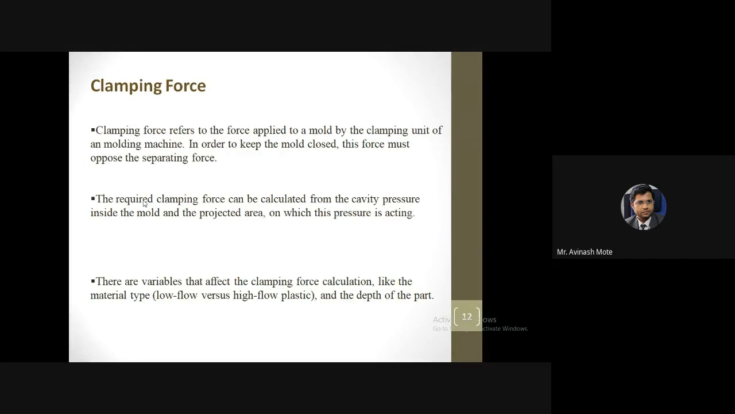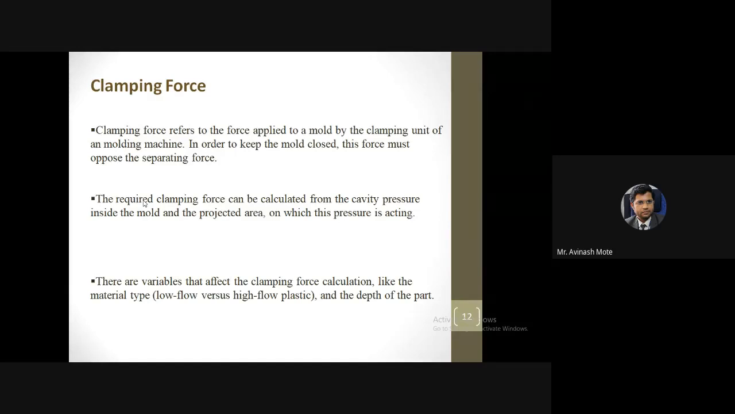Clamping means what? Clamping force refers to the force applied to the mold by the clamping unit of the molding machine in order to keep the mold closed, and this force must oppose the separating force. Now what is going to happen? See, in mold venting, we studied the purpose of mold venting: to escape the trapped gases, to escape the trapped air. These gases are actually generated because of the heated condition of the material.